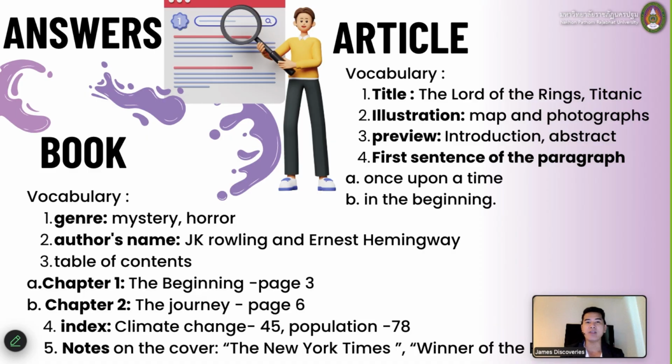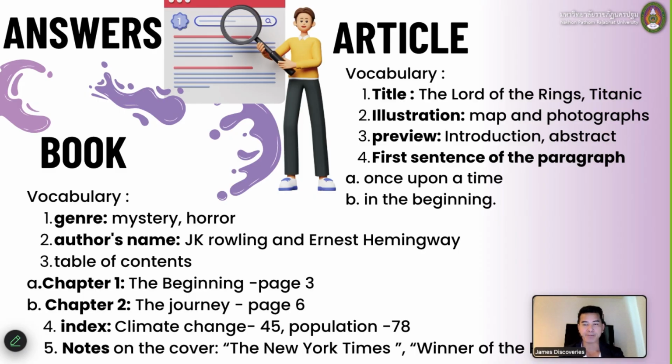Under illustration is map and photographs, preview, introduction and abstract, and the first sentence of the paragraph usually is like once upon a time there was a boy, or in the beginning, God created something like this. For the book, under the book we have the genre. So genre is like type. Other words for that one is type. So type is like mystery or horror.